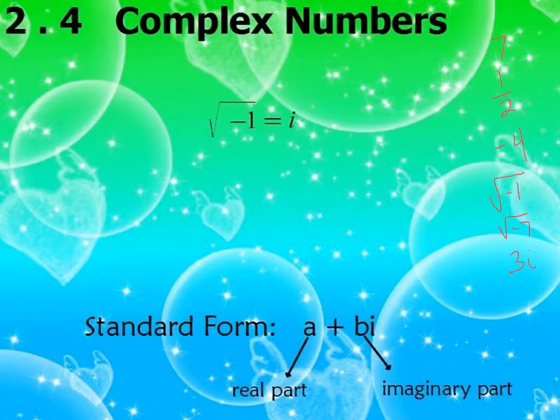So when we take a number or a complex number and we put it in standard form, we usually will put the real part first, and then we'll put our imaginary part second. And so typically what you're going to see is something that looks like 5 plus 4i. The 5 is our real part, the 4i is the imaginary part.